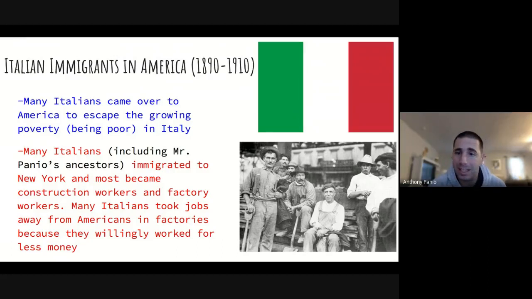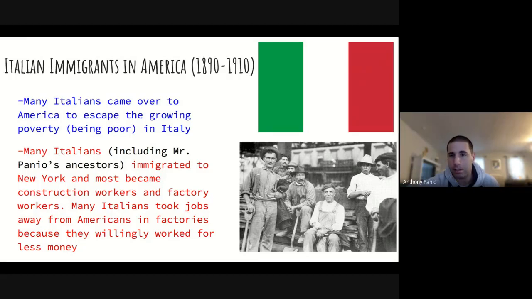So they came because they were very poor. And if you think back to yesterday's lesson, we had seen that not only was there kind of a problem in their homeland, but we know the United States has a lot of job opportunities. And the Italians are going to take full advantage of that.